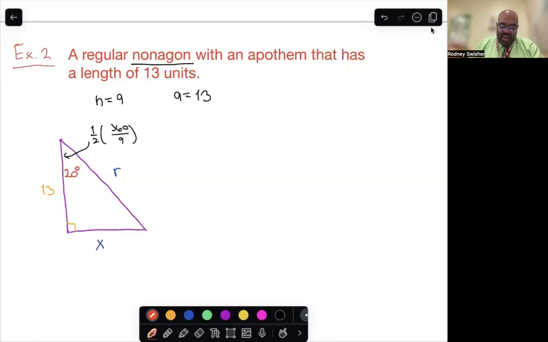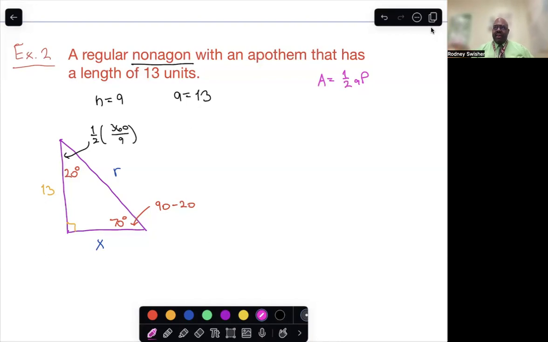Because this angle is 20 degrees, that means this angle here will be 90 minus 20 degrees, which is going to be 70. So we have our angles set here for this triangle. Now, remember our formula for area: 1/2 times apothem times the perimeter. We already have the apothem, but we need to find X, because we need to find the perimeter.